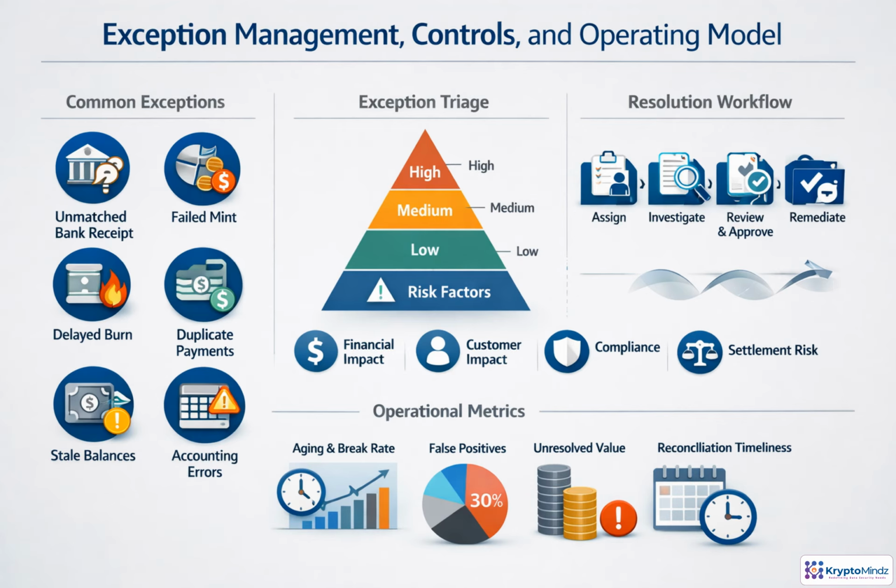Not every reconciliation break carries the same risk. Treat each exception as a controlled workflow, not just an inbox item. First, classify the break by financial value, customer impact, compliance exposure, and settlement risk. Then assign an owner, investigate root cause, attach evidence, approve the remediation, and record the closure reason. Mature teams track aging, break rates, false positives, unresolved value, and timeliness. This turns reconciliation from a detective exercise into a governed operating model.